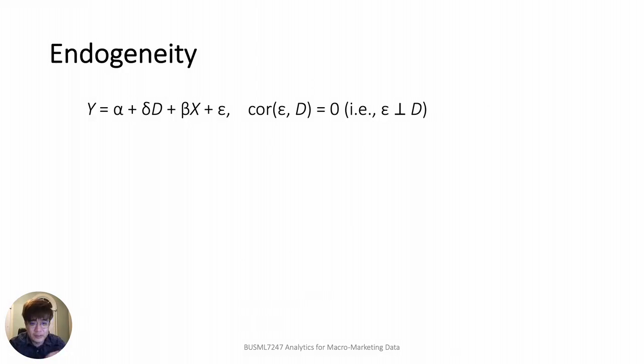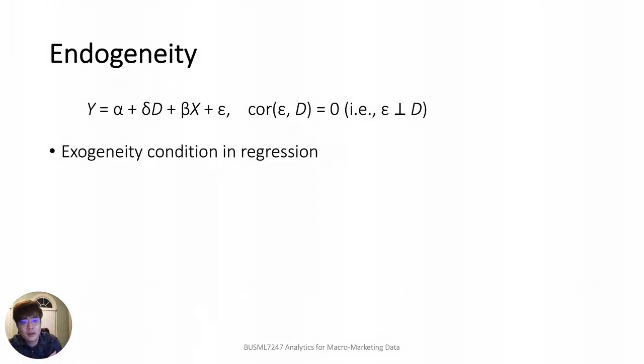Technically, endogeneity is defined in a regression as follows. All independent variables in a regression are assumed to be independent of the error of the regression. This is called the exogeneity condition in regression. If it is ensured that an independent variable is independent of the error, the independent variable is exogenous. If not, the independent variable is endogenous.